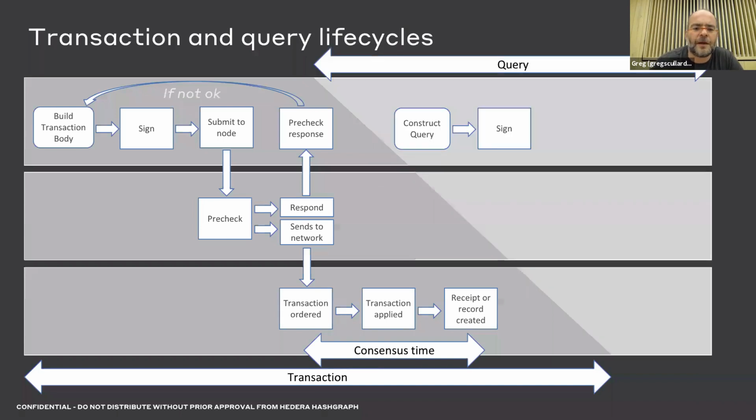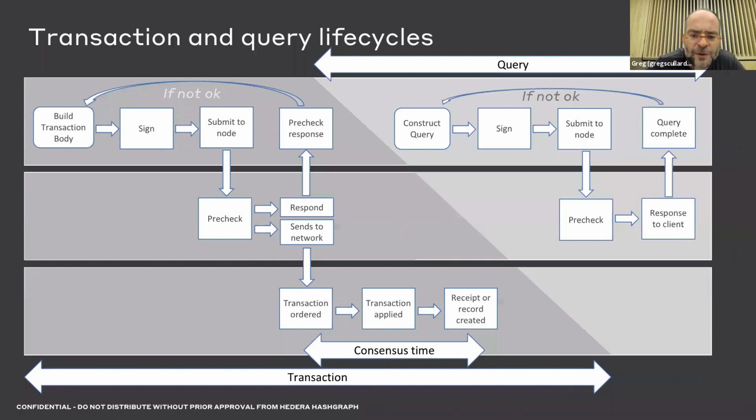But you need to know for sure. So as a client, you would construct a query. You would sign that query. If the query has a cost or a fee associated, it needs to be signed by the paying account. You would submit the query to the node, which will again pre-check it, verify that all the keys are there, all the signatures are there, there's enough balance in the account, and so on and so forth. And it will respond back to the client saying, here's your record, here's your receipt, here's your record with state proof. Whatever was asked for will then be responded to synchronously to the client. And that's the query lifecycle.